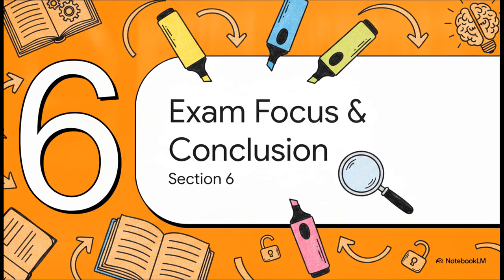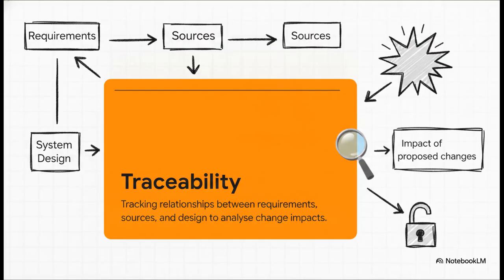Section 6, Exam Focus and Conclusion. Okay, students, grab your highlighters. I am speaking directly to you now as we transition into a highly focused exam prep sequence. Pay very close attention to these next two concepts. You absolutely must be able to define traceability. I want you to remember this definition word for word. Traceability is the tracking of relationships between requirements, their sources, and the system design to analyze the impact of proposed changes. Note the spelling there for analyze, A-N-A-L-Y-S-E.